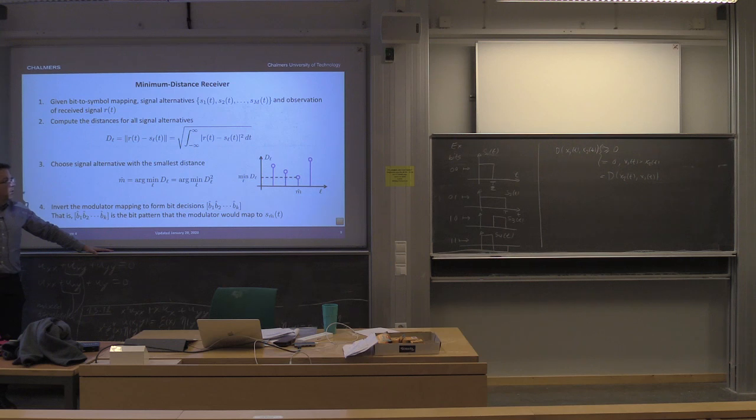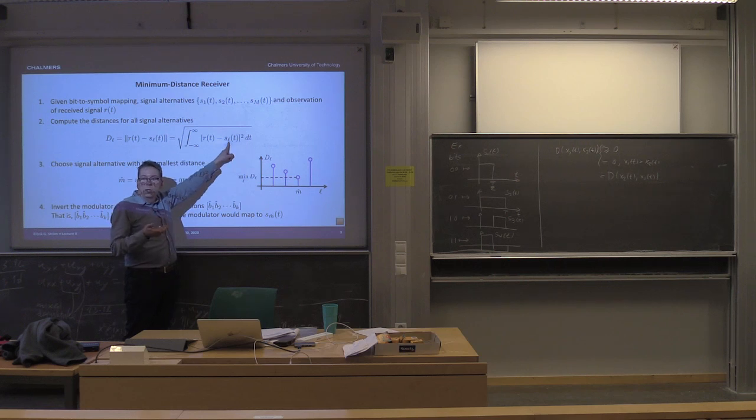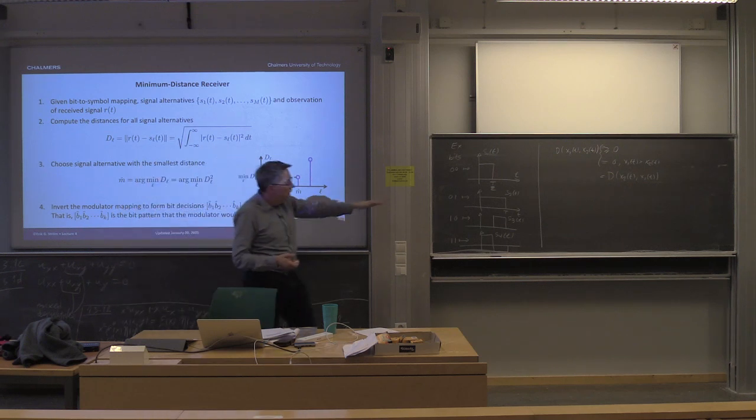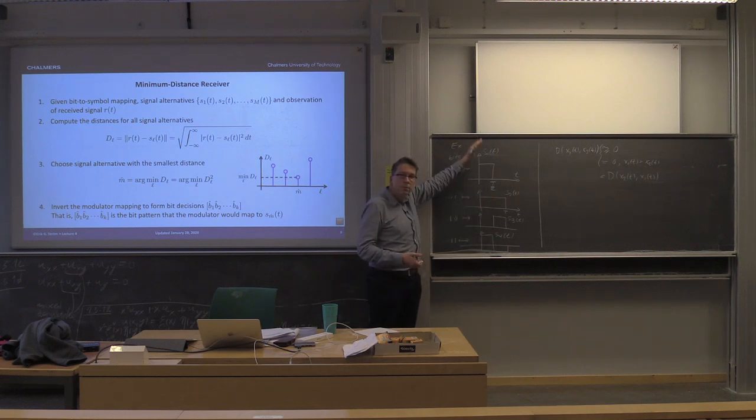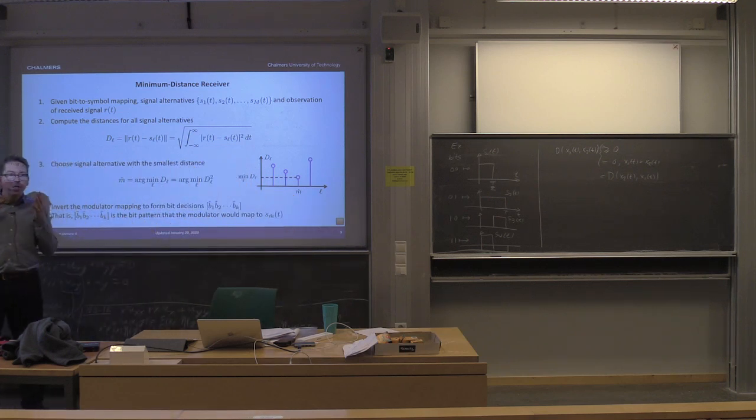Right? If there was no noise, then R(t) would be equal to one of these. And then the distance for that would be 0. And the distance to all other ones would be greater than 0, right? Since we have different signals here. Okay. So this is a quite reasonable rule, I would say. Just pick the signal alternative which is closest to what you see.